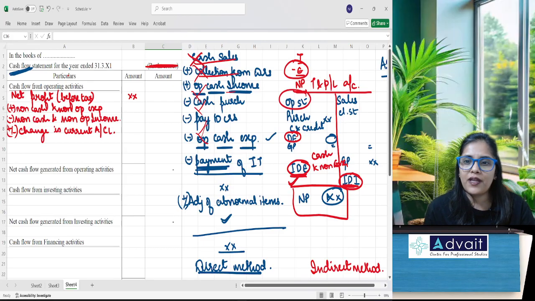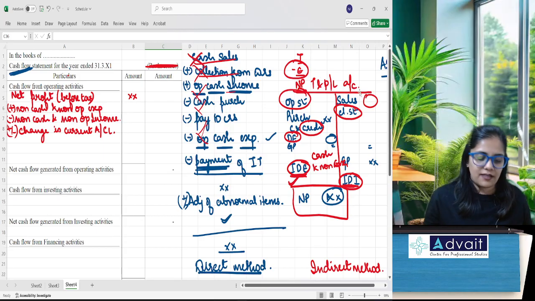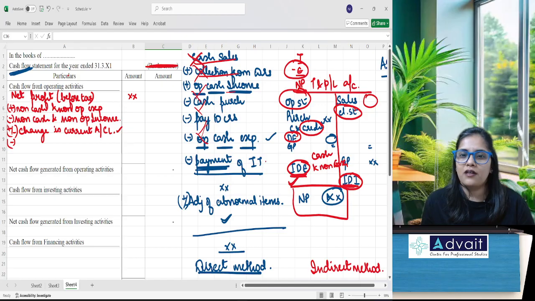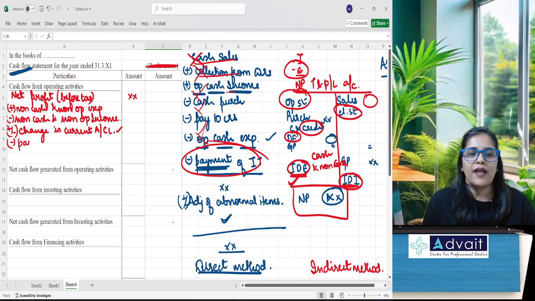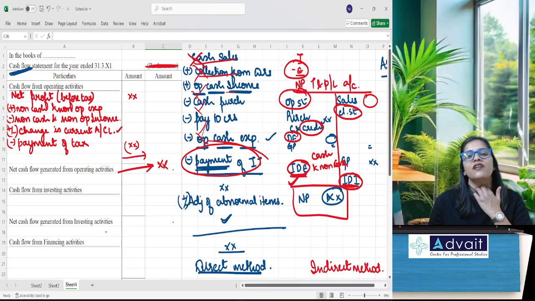See, here opening stock and closing stock are there, which is your current item. Purchase on credit, which is your creditors. Sale on credit, which is your debtors, right? So all these current items, that is current assets and current liabilities, any change in them should also be recorded here. And lastly, we should also minus payment of tax. This will be called net cash flow generated from operating activities.